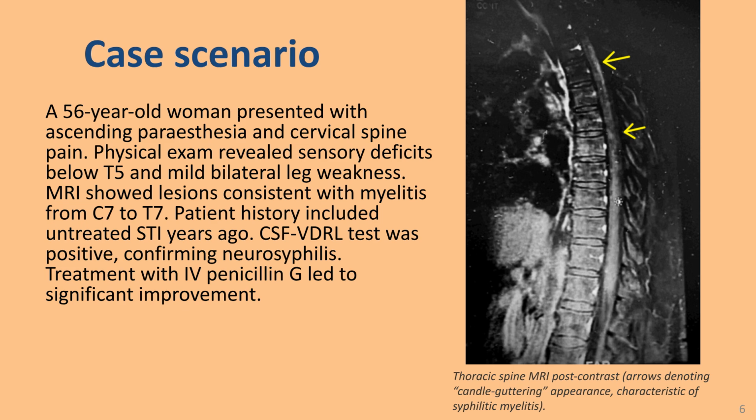Now to our second case of the nervous system. A 56-year-old woman presents with ascending paresthesia and cervical spine pain.